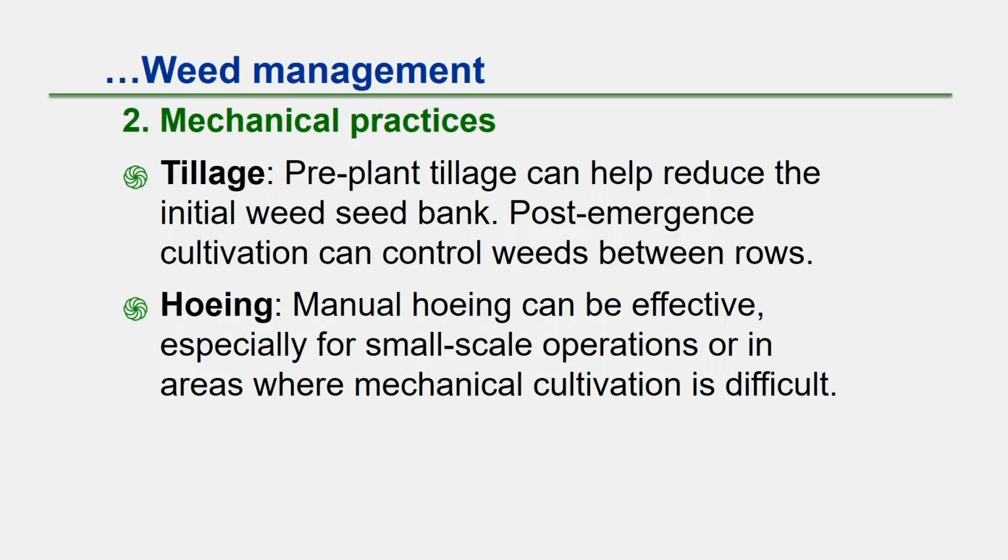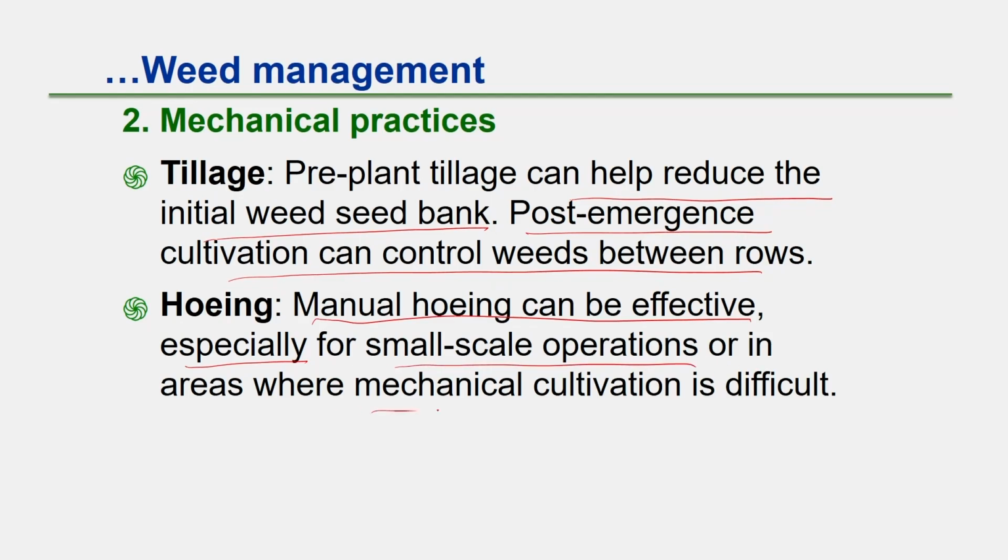There are some mechanical methods like tillage and hoeing. Pre-plant tillage can help reduce the initial weed seed bank. Post-emergence cultivation can control weeds between the rows, and manual hoeing can effectively control weeds in small scale operations or in areas where mechanical cultivation is difficult. Overall, tillage and hoeing can be useful mechanical methods.